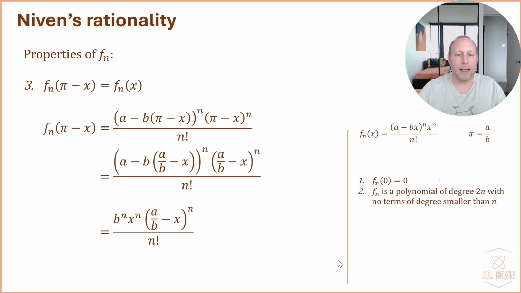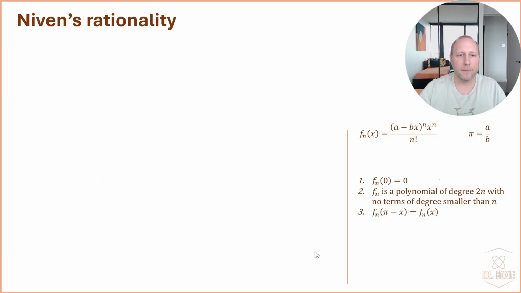And now we can bring the b to the power n into the brackets, and so it cancels with the b in the denominator in the first term, and the second one just becomes bx, and so we get this expression, and this is exactly the definition of fn. So this proves that fn of pi minus x is indeed equal to fn of x. That's the third property.